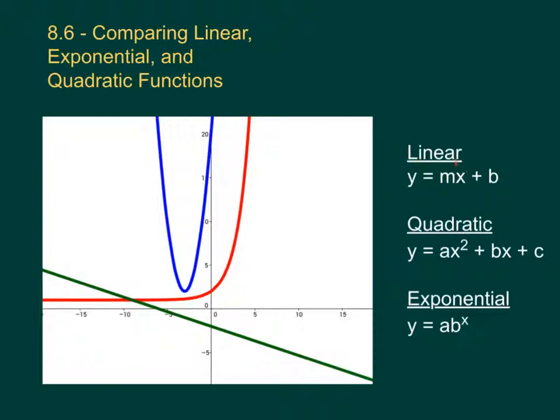Y equals mx plus b indicates to us that it is a linear function, and this is what its graph looks like: a straight line. All lines are straight, but just to emphasize that. A quadratic is what we've been looking at most recently, so that should be pretty clear that this is going to be this blue function, which is a parabola.